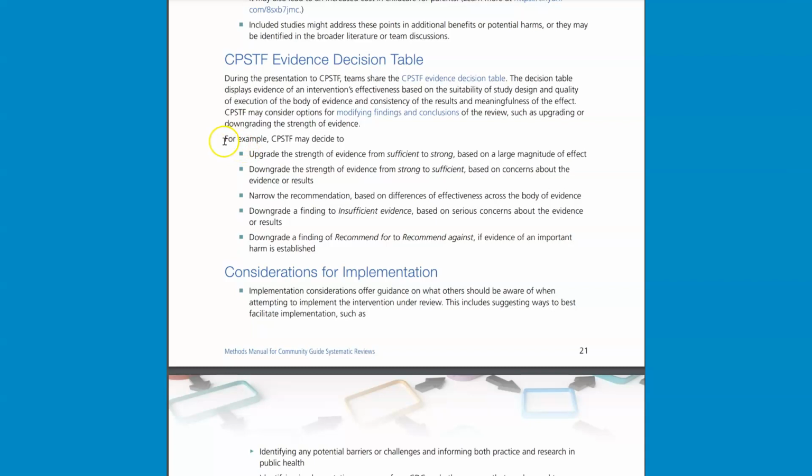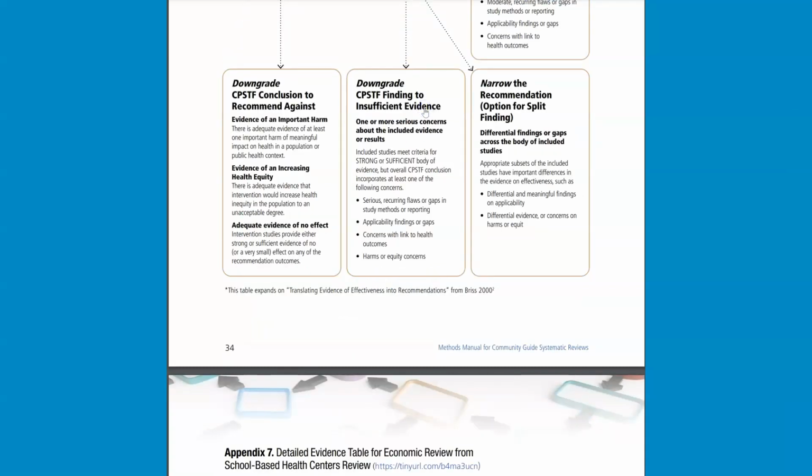So this I found interesting too. Upgrading the strength of evidence from sufficient to strong based on a large magnitude effect. So effect size is important. The magnitude of effect is also very important.